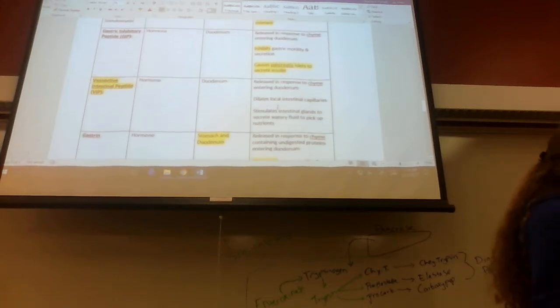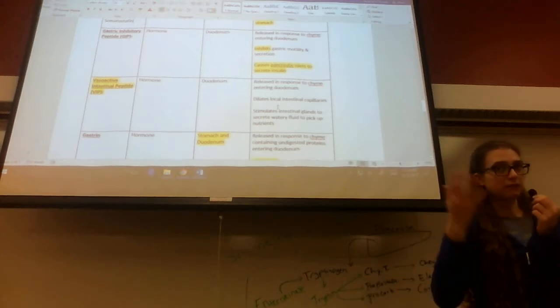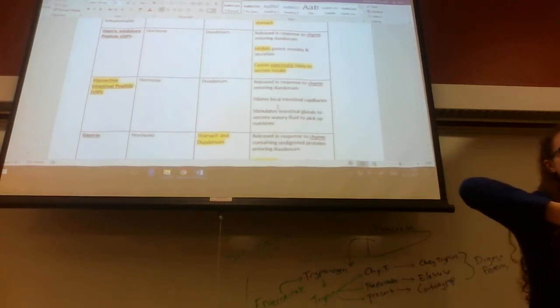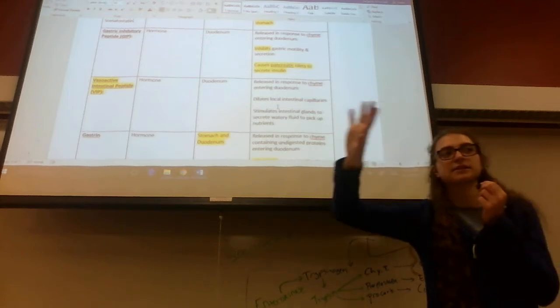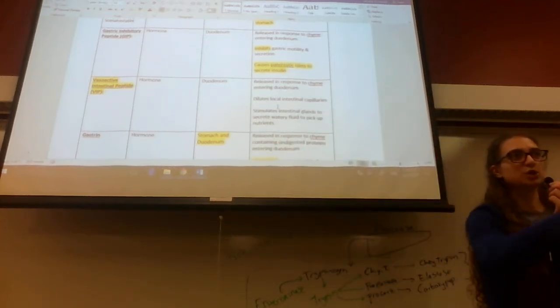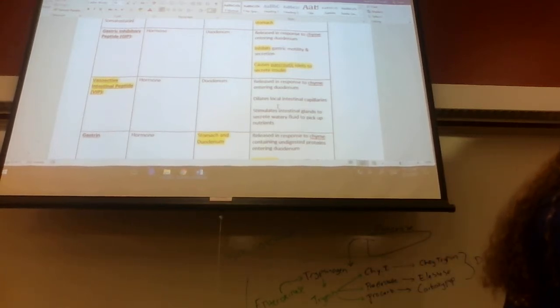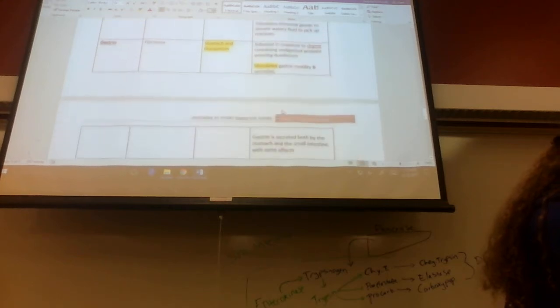And it also stimulates intestines to secrete some watery fluid to just kind of pick up nutrients. Because what happens is the water leaves the intestines and goes into the blood, then goes back into the intestines, and it kind of circulates until your body can absorb it. It's really cool. Just take my word for it.